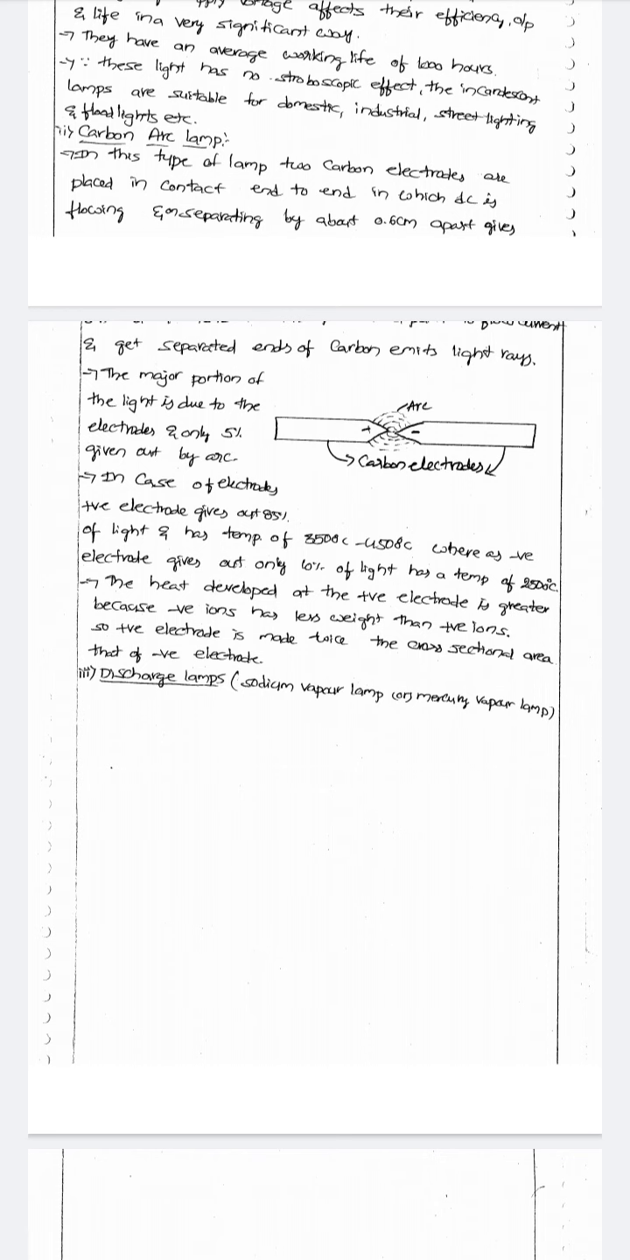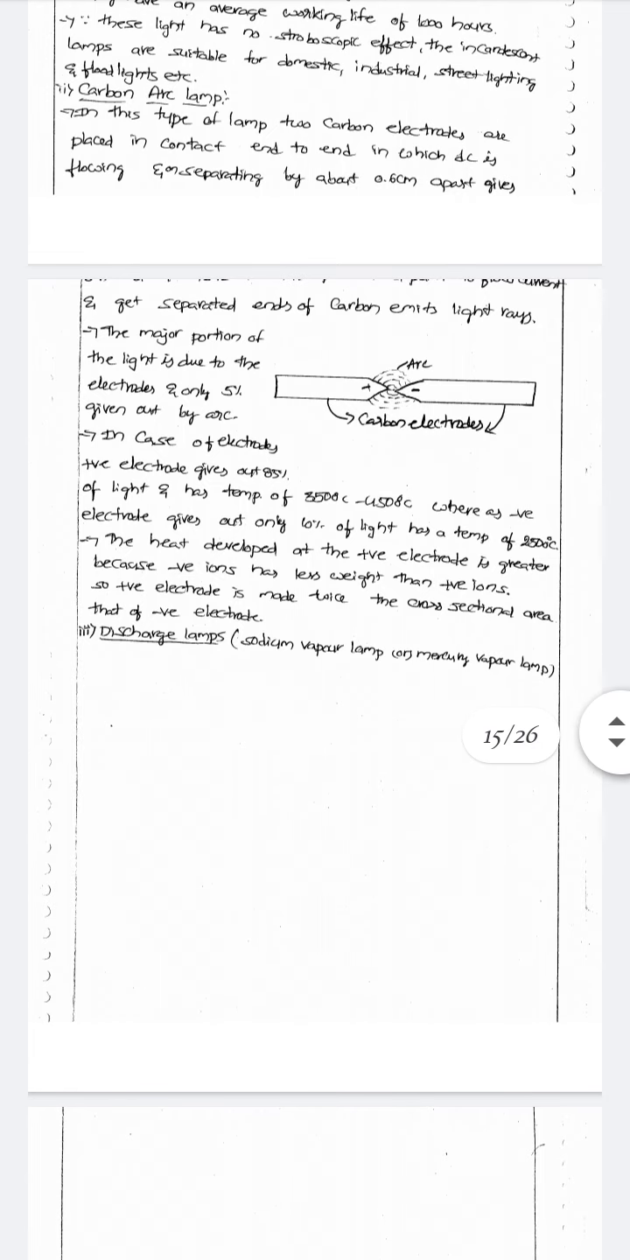The heat developed at the positive electrode is greater because negative ions have less weight than positive ions. This is a very important point. So the positive electrode is made with twice the cross-sectional area of the negative electrode.